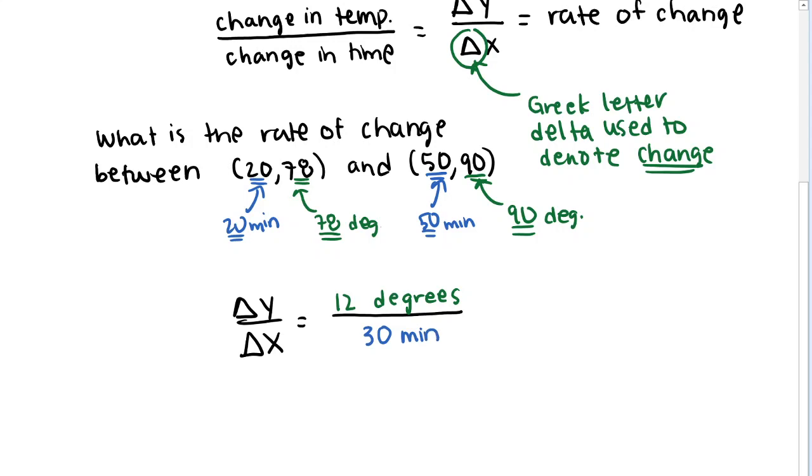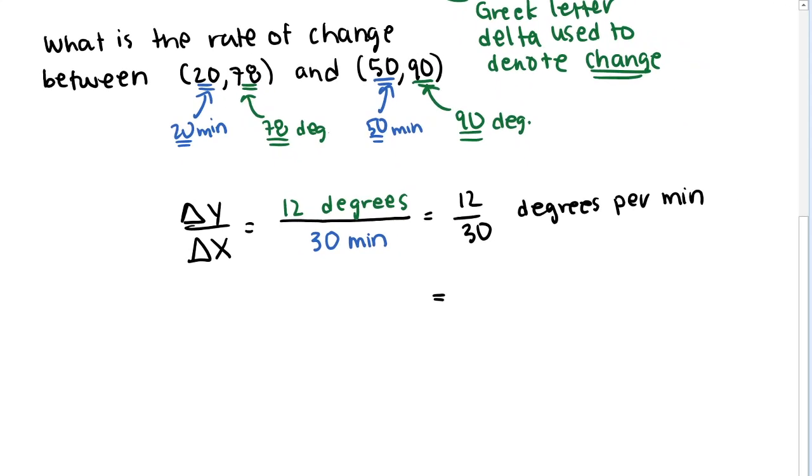So this is the rate of change between these two points in time for our oven. And if we simplify this a little bit, this is 12 over 30 degrees per minute. And we can rewrite this, since I can see that the numerator and the denominator are both divisible by, what's the largest number that divides 12 and 30? I think 6 divides 12 and 30. I can write this as 2 over 5.